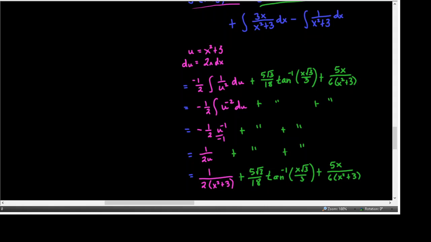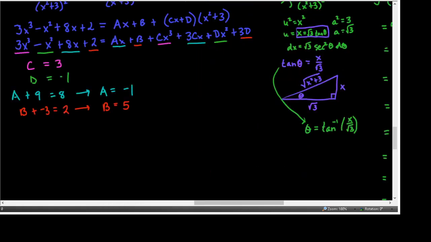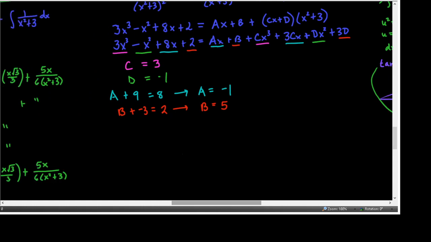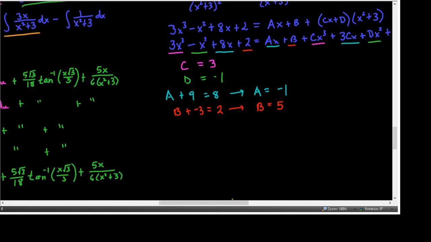Now we have the next integral to work on. I guess this color is as good as any other. This one here. So let me move over a bit. Ooh, what happened? It just shot over. Lickety split.